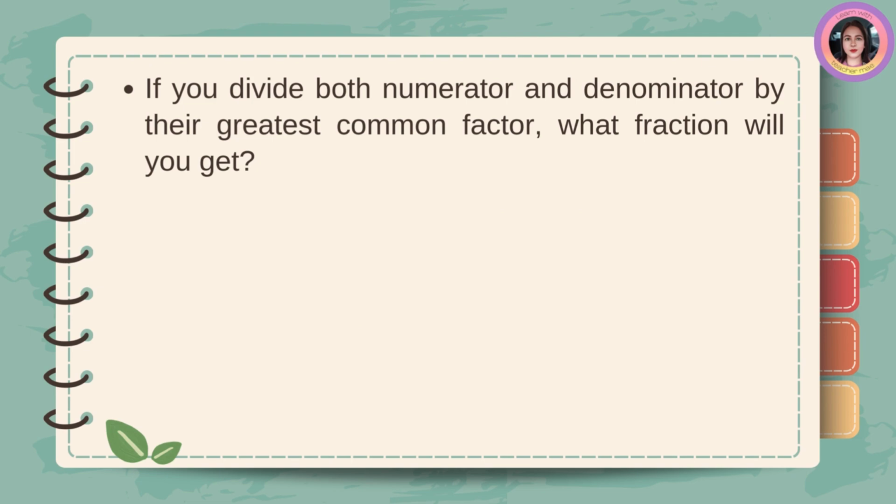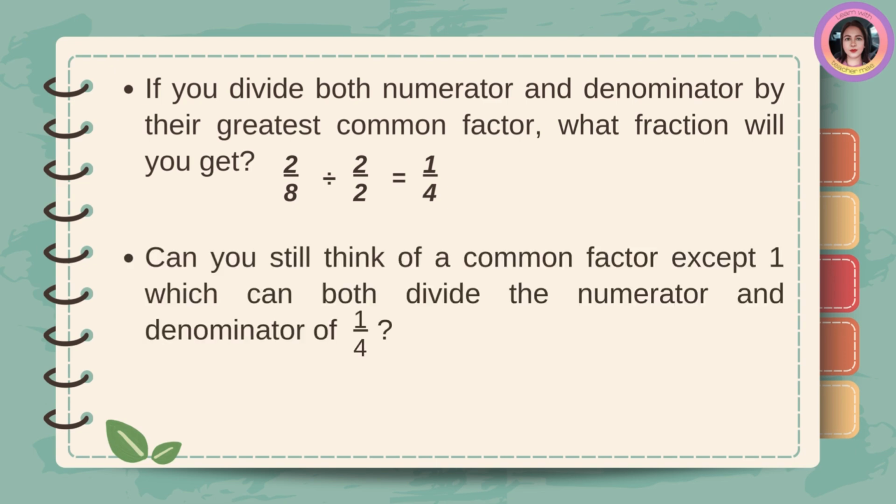If you divide both numerator and denominator by their greatest common factor, what fraction will you get? 2/8 divided by 2. 2 divided by 2 is 1. 8 divided by 2 is 4. Can you still think of a common factor except 1, which can both divide the numerator and denominator of 1/4? The answer is none.